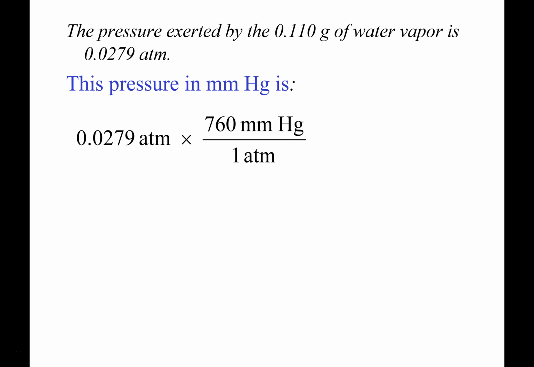So now atmospheres cancel. Does anybody remember the relationship between millimeters of mercury and torr? They're equal. Yep. All right, so I'll go ahead and resolve this. We have 3 sig figs in the first term. Notice that this is an exact relationship, the 760 over 1, so I'm allowed 3 sig figs. So 21.2 millimeters of mercury.